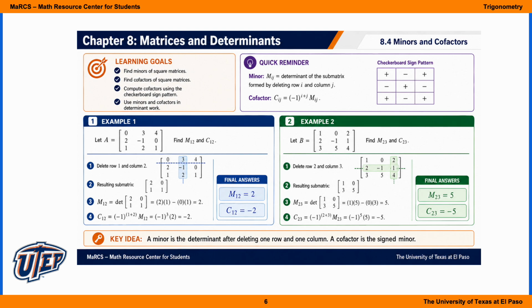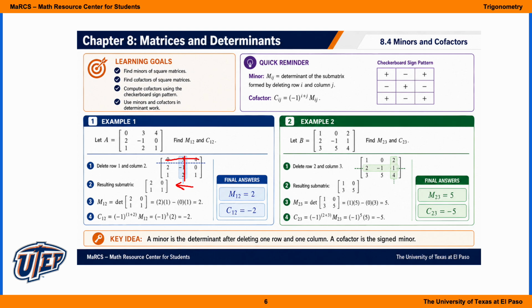Now here are some examples going over how to find the minors and the cofactors. I'll go over the first one, and then you can use the second one as practice. For example 1, we're given the 3 by 3 matrix A, and we're told to find M12 and C12. For M12, we need to delete the first row and the second column, and now we're left with this matrix. Now we can compute the determinant. So 2 times 1 is equal to 2, and then -0 times 1, so that term will cancel. So the minor M12 is equal to 2.